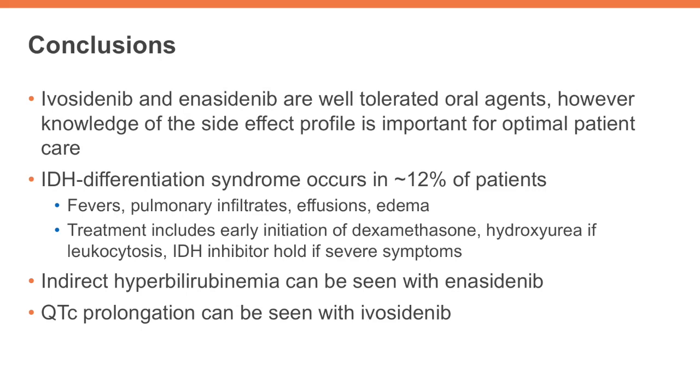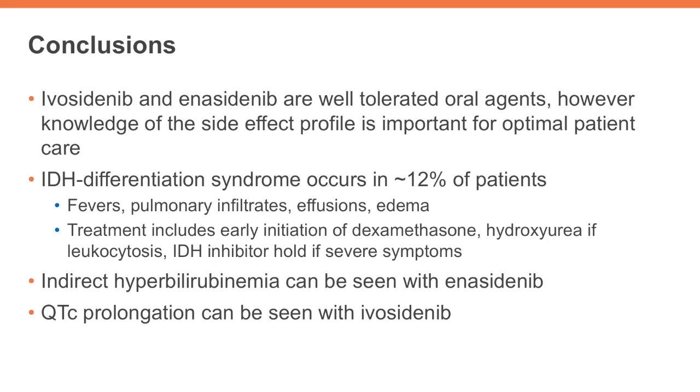In conclusion, ivosidenib and enasidenib are both well-tolerated oral agents. However, knowledge of the side effect profile is, of course, important for optimal patient care. Most importantly, you need to be aware of IDH differentiation syndrome, which can occur in about 12% of patients. It includes fevers, pulmonary infiltrates, effusions, edema. It can happen anywhere from 1 to even 4 to 6 cycles in, although typically it happens around 2 cycles into therapy. And treatment includes the early initiation of dexamethasone.